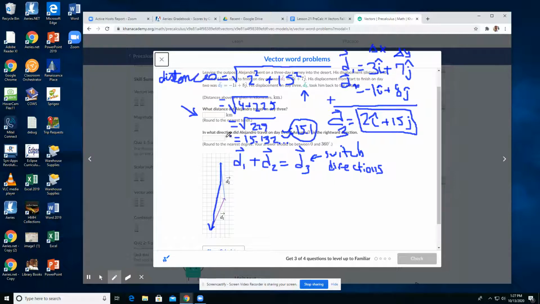And then next, I want the direction that Alejandro traveled on day 3. So the direction, I'm going to go ahead and do the normal direction, which is just adding it. Then I'll switch directions just by adding 180 degrees. The direction here is going to be the angle that these make. So I want to build a triangle here so I can find the angle of that direction. So the triangle is the change in x, so an x change on the triangle is 2, and a y change on the triangle is nice and big, 15.